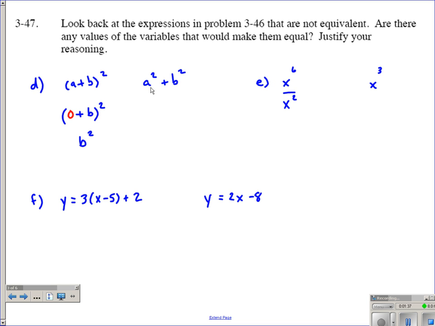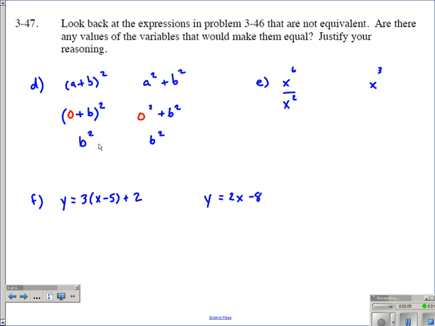Well, if we did the same thing over here and put in our 0 for A, we'd have 0 squared plus B squared, which would leave us with B squared. So it's pretty safe to say here that if the value of A is 0, then it's not really going to matter what B is, because whatever B ends up being, if I square it, it's going to be the same thing as if I squared it over here.